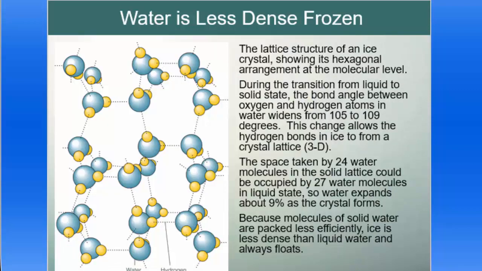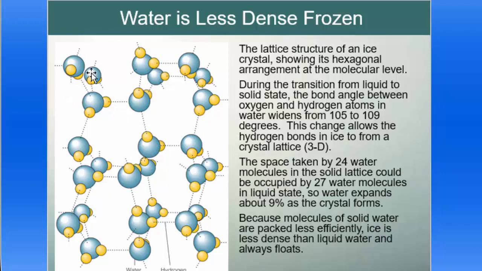So the lattice structure of an ice crystal showing the hexagonal arrangement, that's the hexagon, we think of the 6 sides of a snowflake, that's your hexagon. During the transition from liquid to the solid state, the bond angle between oxygen and hydrogen atoms in the water widens from 105 to 109 degrees because of the change in temperature. This change allows the hydrogen bonds in ice to form a crystal 3D lattice. That's how you get that hexagon in a 3D lattice.